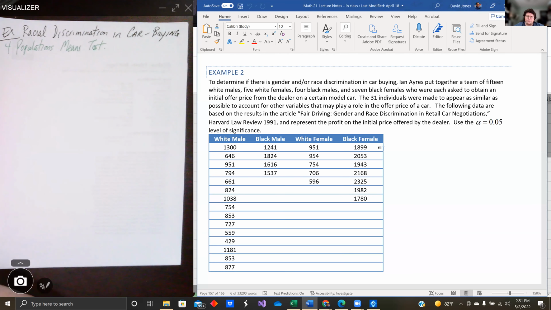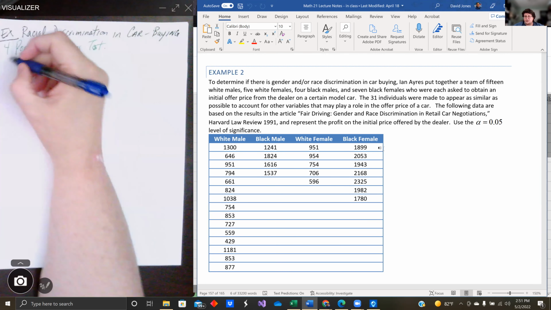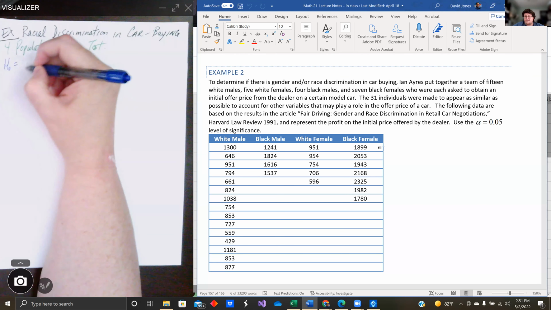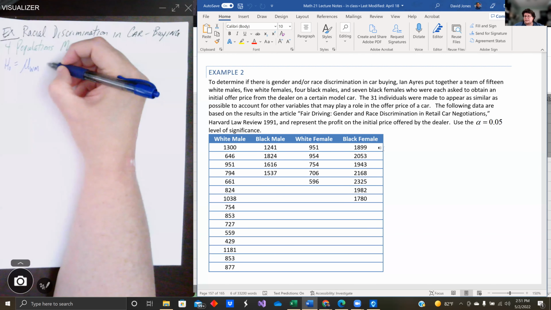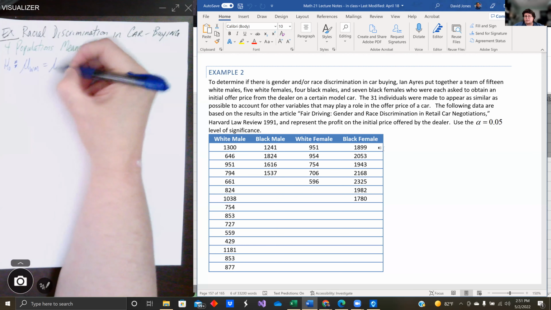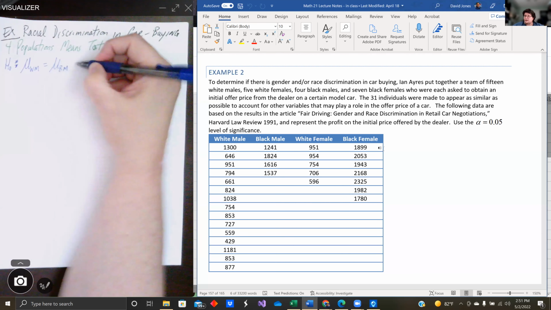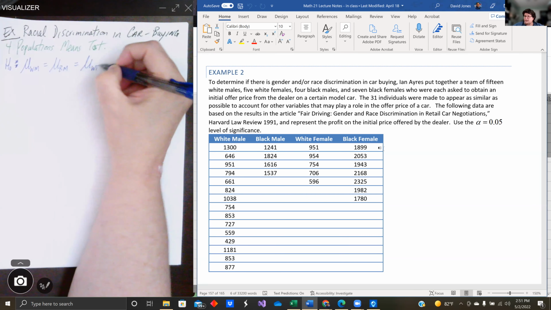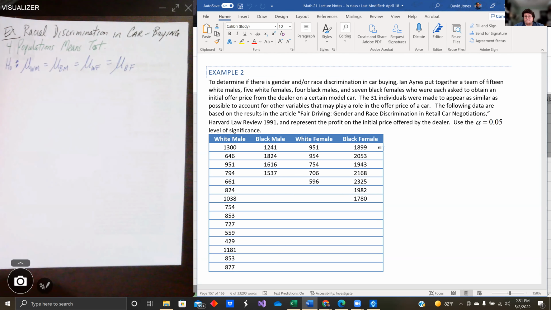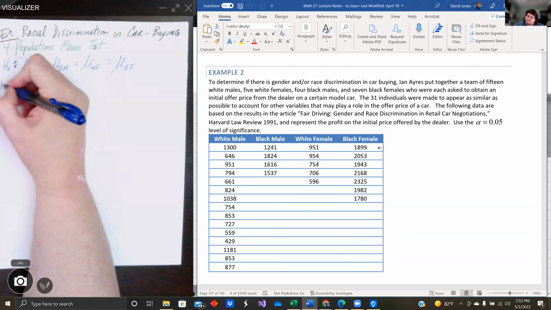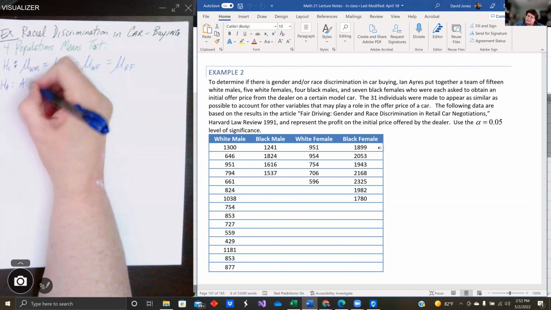So if there's no discrimination, everybody should get roughly the same sales price, which means H0 is going to have the mean sale price of white males is the same price as black males, which is the same price as white females, which is the same price as black females. HA, at least one mean is different.